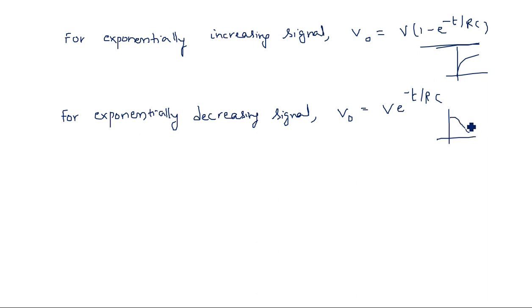Now in the previous case of the low pass RC circuit, as the capacitor does not allow sudden changes and the output is taken across the capacitor, it always charges from 0. The output starts from 0. That's why this is applicable for the low pass circuit.